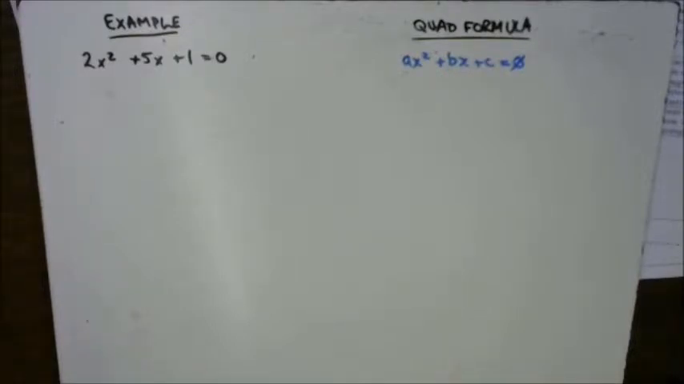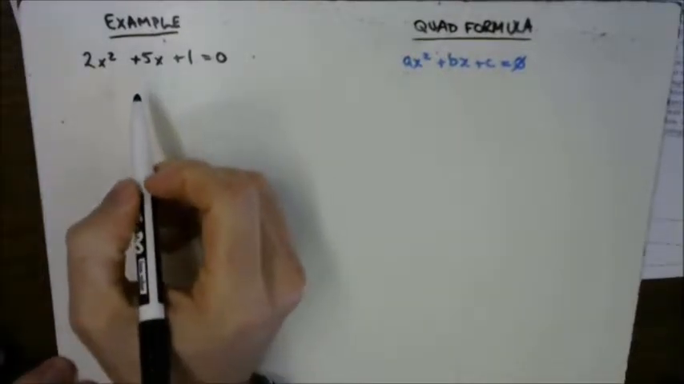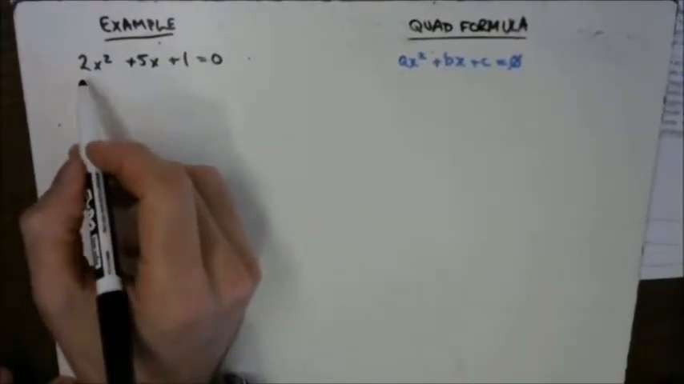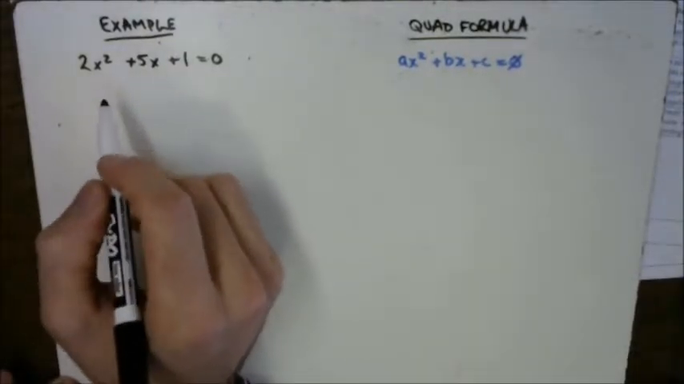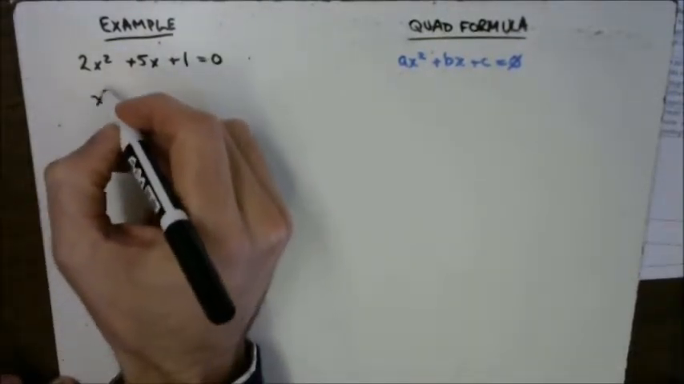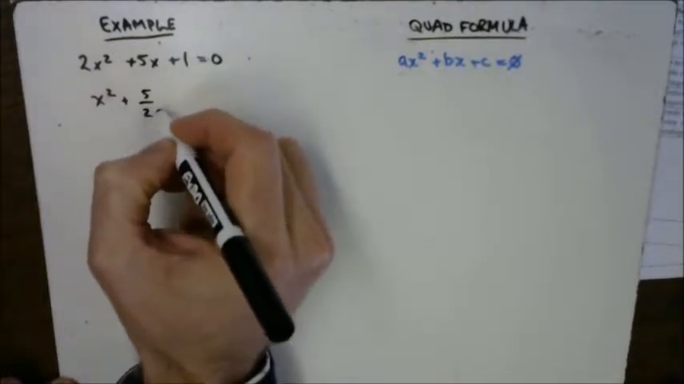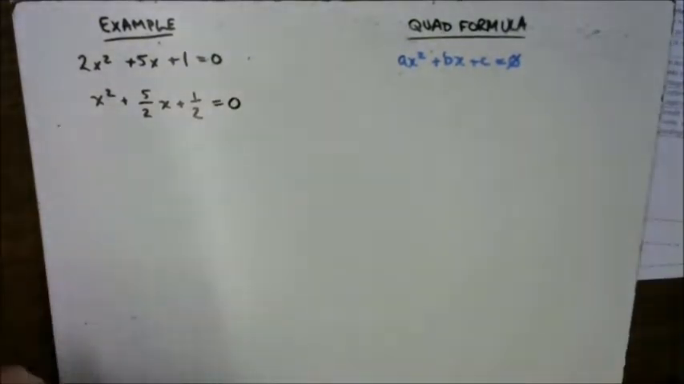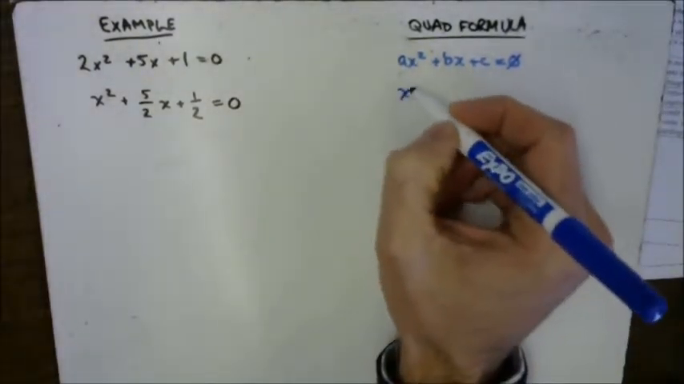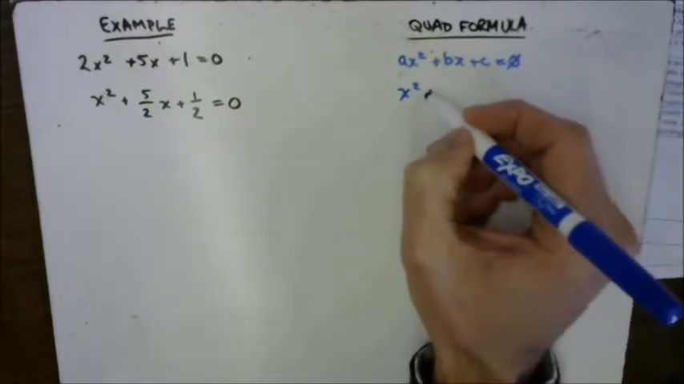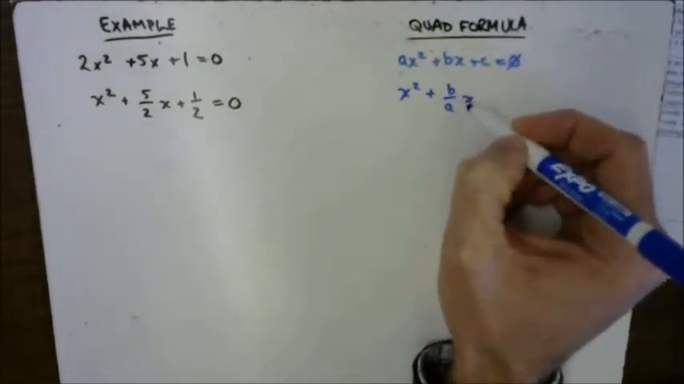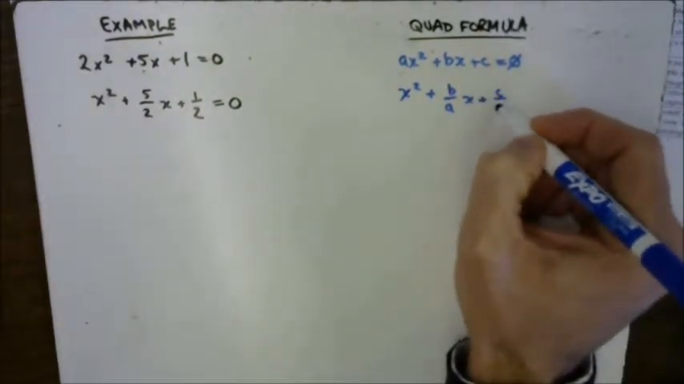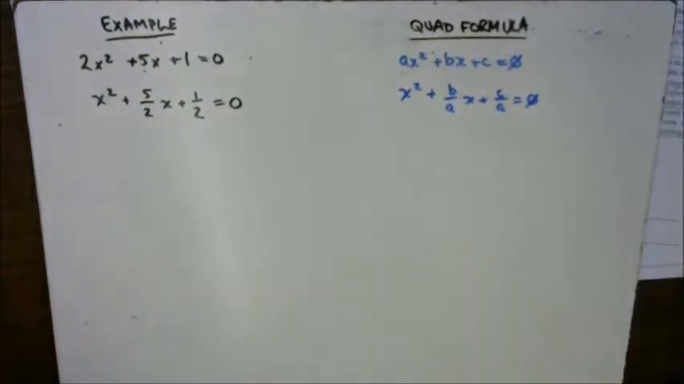Again, we're going to be working with completing the square. The first step in completing the square is to get rid of this coefficient in front of the x squared term by dividing each of our terms on both sides by 2. That's going to leave us with x squared plus 5 over 2x plus 1 over 2 equals 0. And we're going to do the same thing on this side. We're going to divide each term by a. So here we're going to have b over ax, which is exactly what we had here, right? b over a, 5 over 2, plus c over a equals 0.